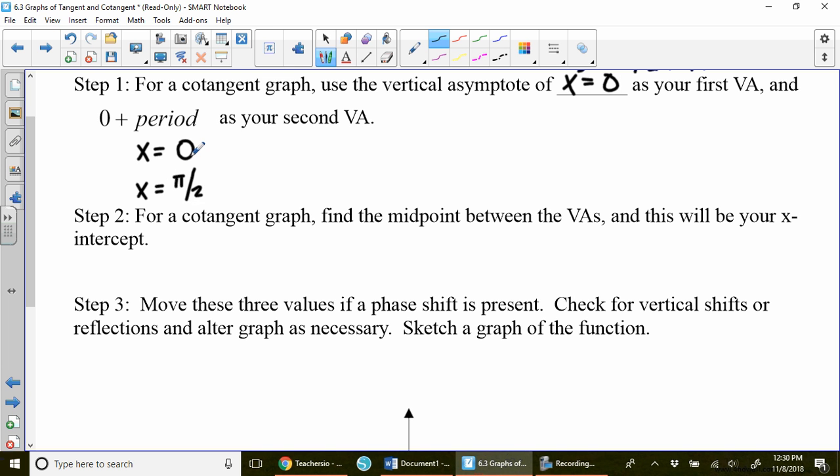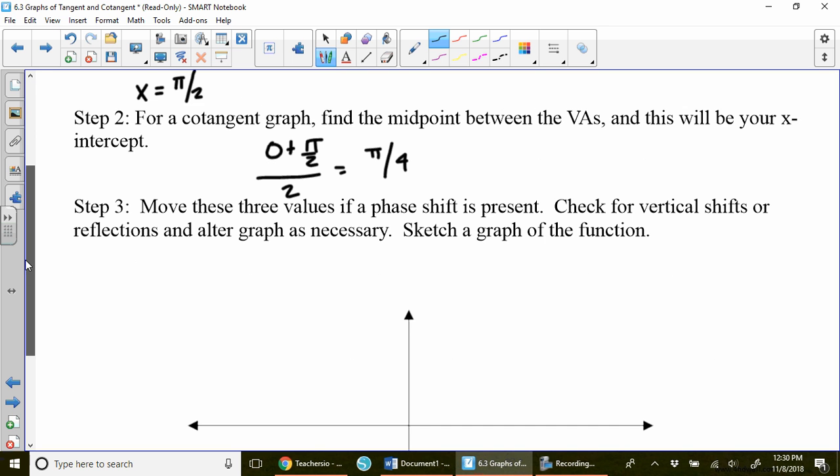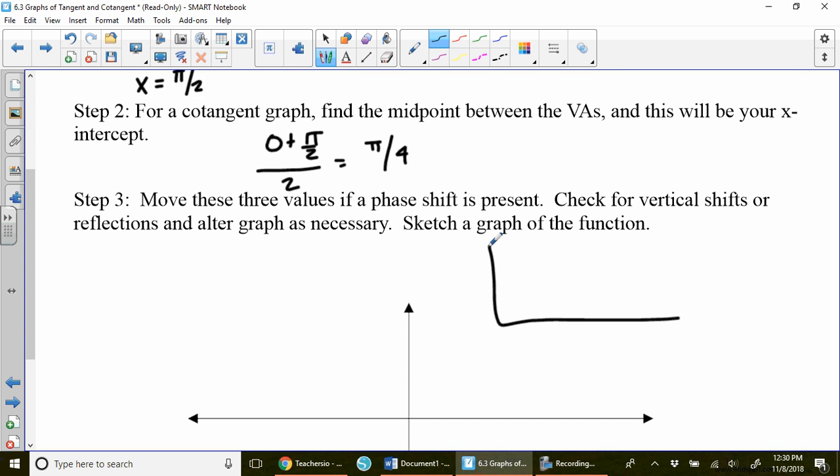The midpoint between these is still going to be where our graph crosses the x-axis. So you can find the midpoint by adding your vertical asymptotes and dividing by 2. So that's going to be pi over 4. So that is our x-intercept. So we have our 3 key points on the graph, and then we need to shift them pi over 2 to the left. So y'all know I love my table. You don't have to do one if you don't need one. But anytime I have a phase shift, I'm going to use a table.